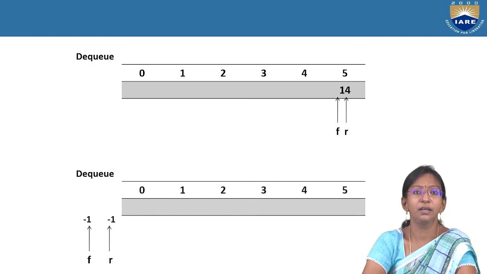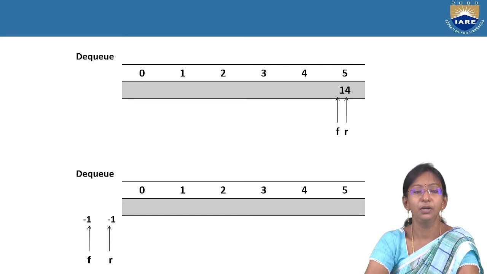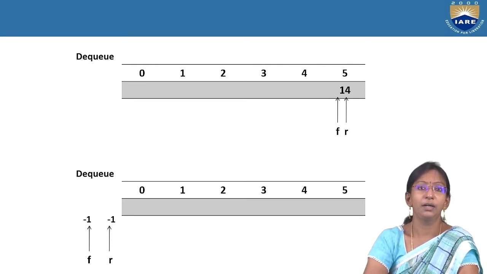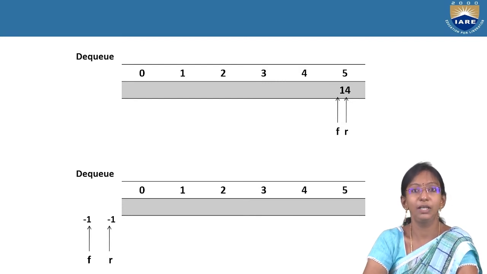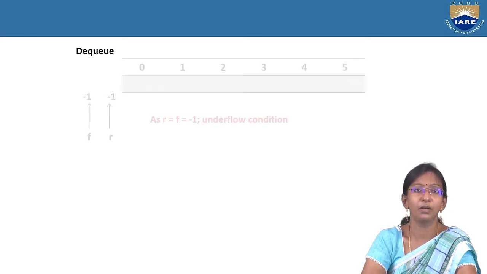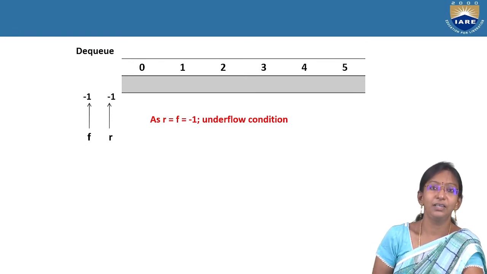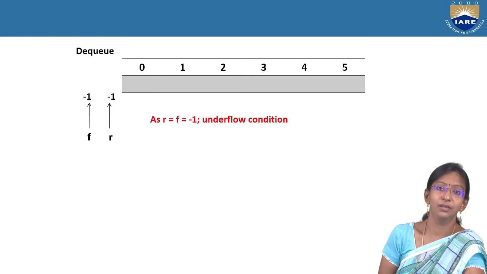What it will do, as the front and rear are pointing to the only element in your queue, both will get their default values, which is -1, after removing the only element present in your queue. Right? So this is how the linear queue operations will be done. What will happen if you try to again perform a dequeue? That means front and rear both are pointing to -1. When you try to perform a pop operation, that is dequeue operation, it will go with underflow condition, right?